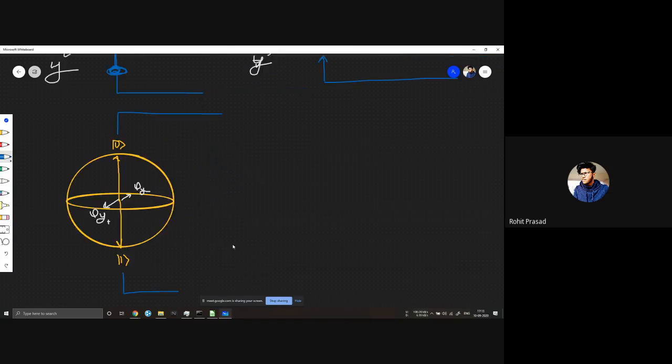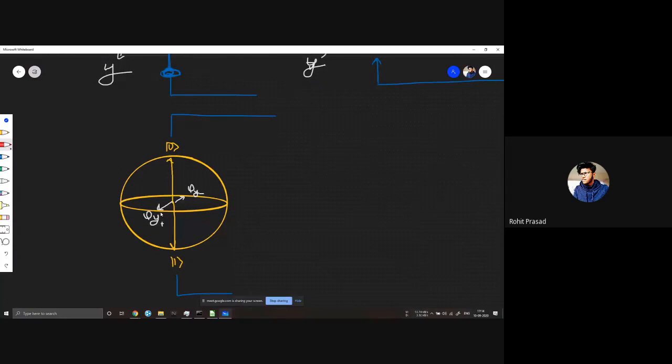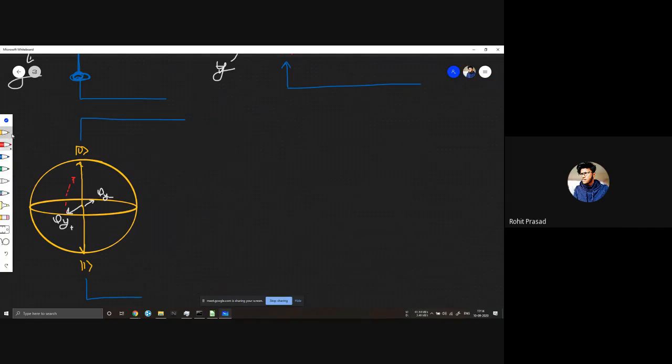So for us to go to this state, what do we have to do? Rotate about X. And what will be the angle of rotation? If we rotate it like this, it will be anti-clockwise, right? Positive if to the left. So it will be positive. So if we do that, how will our Bloch sphere look?